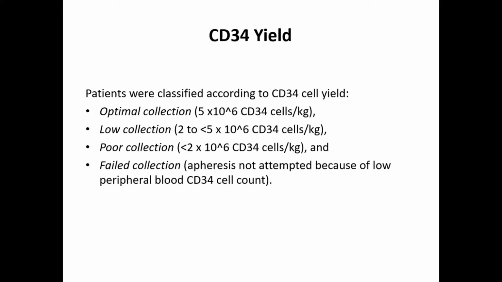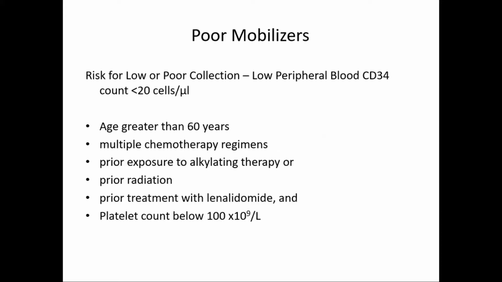We consider mobilization failure when the peripheral blood count is less than 20 cells at the time of apheresis. On day 5, when the peripheral blood CD34 count is less than 20 cells per microliter, we consider such individuals poor mobilizers, or not eligible for apheresis. Those who commonly fail to mobilize are people greater than 60 years of age, who received multiple lines of chemotherapy, or had prior exposure to alkylating agents, or who received radiation therapy on the bone marrow, and persons exposed to lenalidomide.